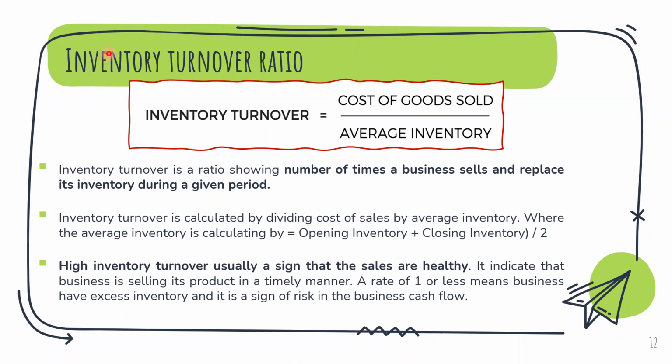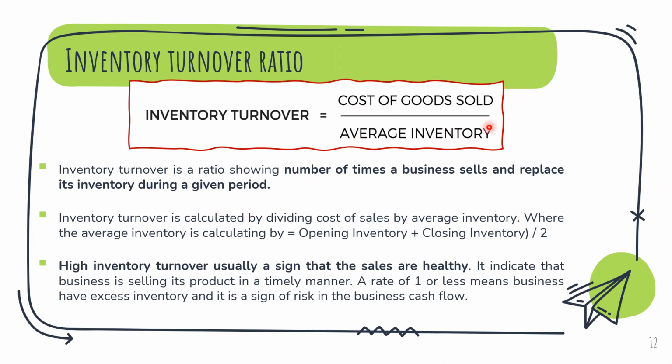Number 1, inventory turnover ratio. The inventory turnover ratio is a ratio showing the number of times a business can sell and replace its inventory during a given period. So it shows how frequently the business can sell its stocks within a year.